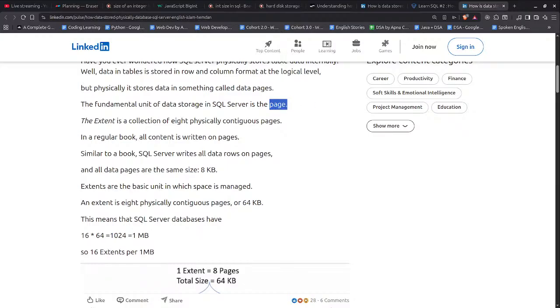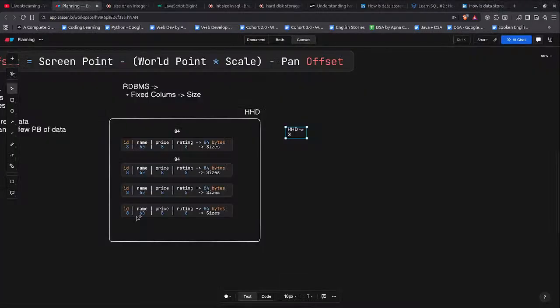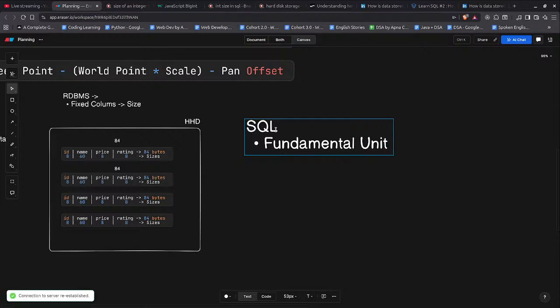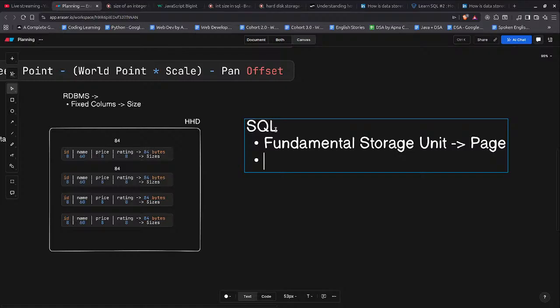And apart from this particular thing, when it comes to SQL, it's better to just go through it. I mean, why not? I have enough time. So when it comes to SQL, first of all, it has a few things. The first one is the fundamental storage unit, and that's going to be the page. The size of a page is going to be 8 KB.